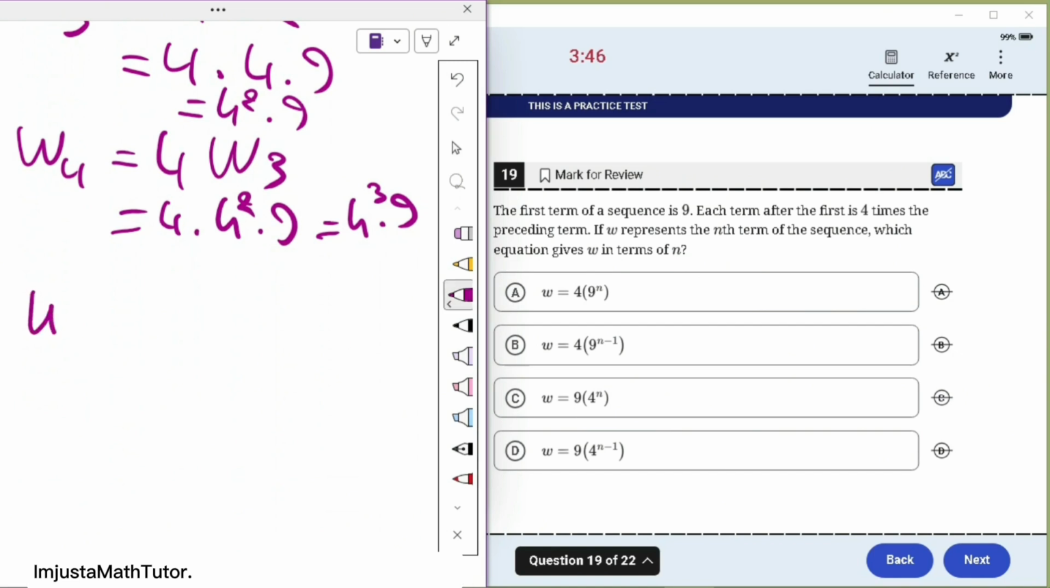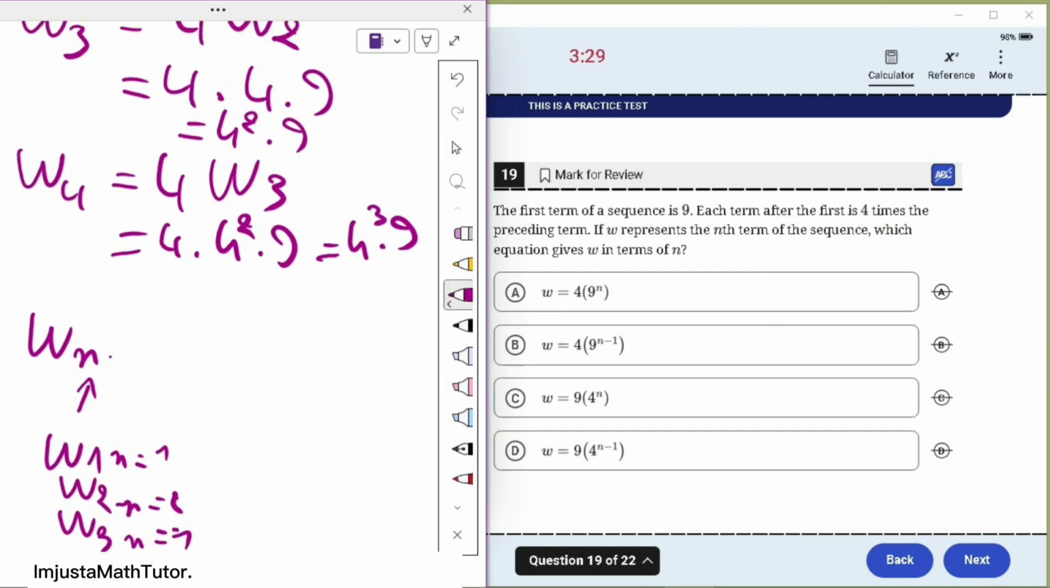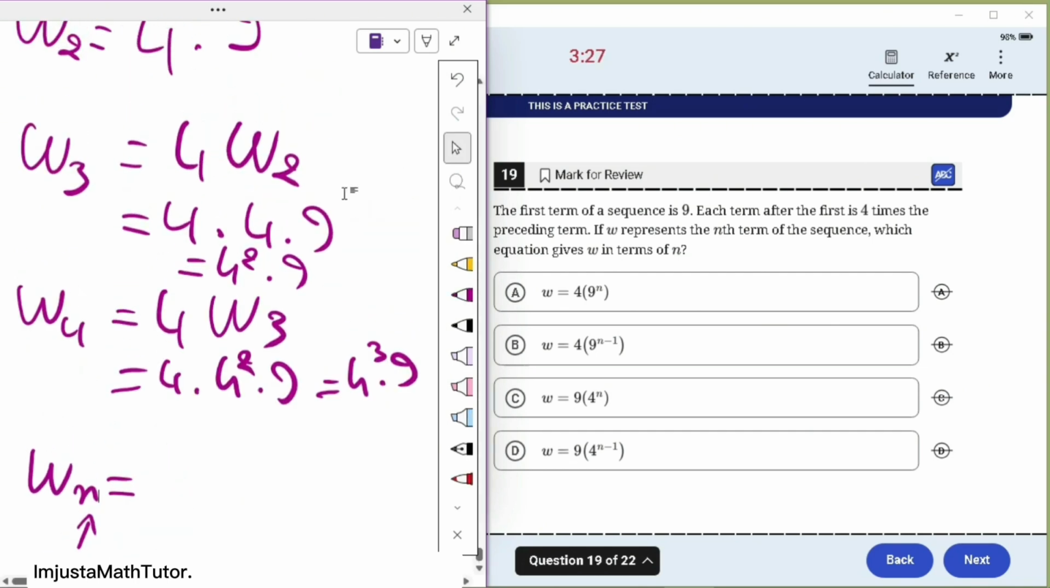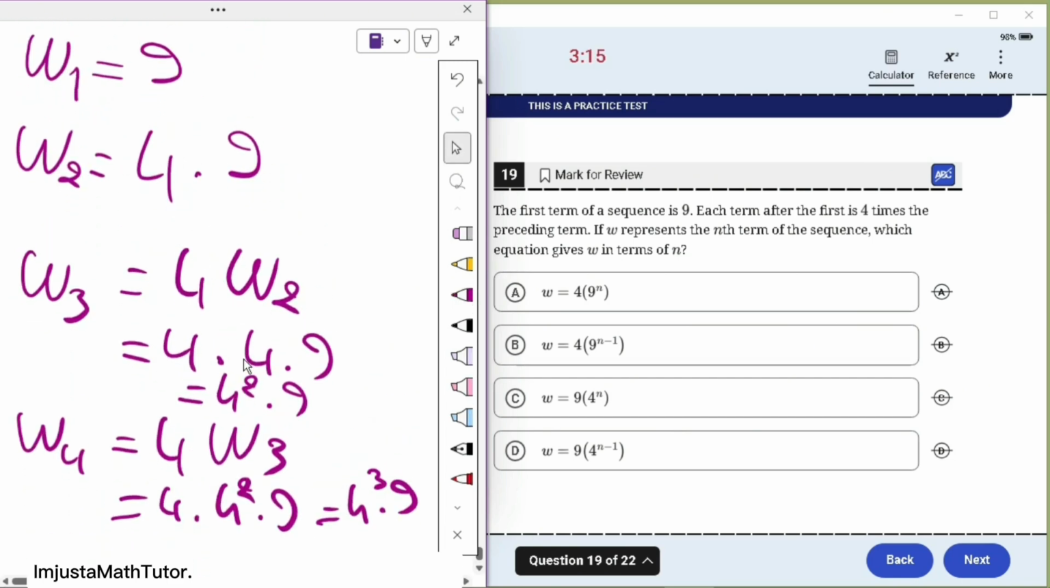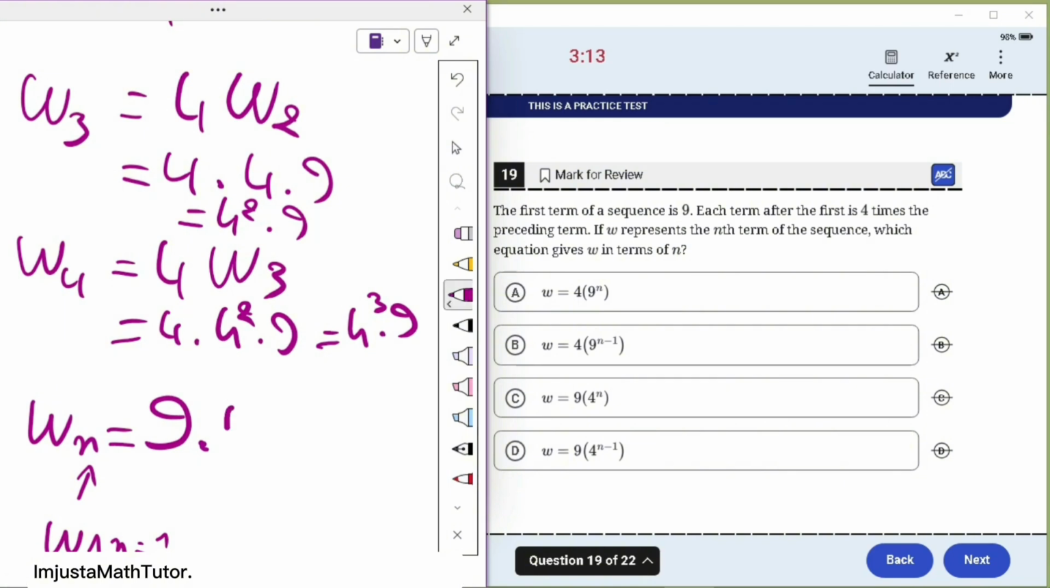Okay, now let's generalize this into Wn for any given term, be it W1, W2, W3, etc. And here, of course, it's n equals 1, n equals 2, n equals 3, etc. As we can see, there is a pattern here. We always have 9 multiplied by 4. So you put that here, 9 times, it's always 4 to the power of something. You know, notice the pattern.